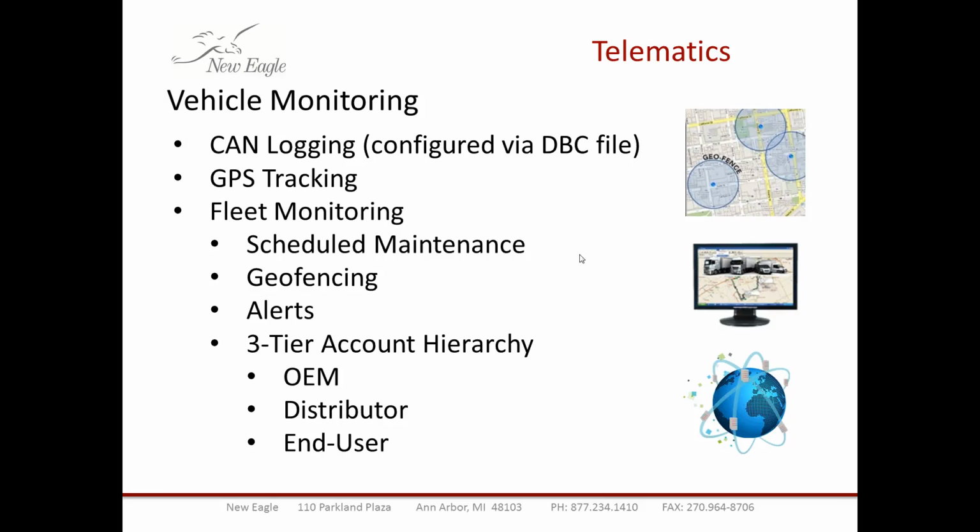In the fleet monitoring system, we also have a 3-tier account hierarchy, because obviously you, as the OEM, are not necessarily going to be using the vehicles directly. You're going to be selling them to people who will use the vehicles. So the 3-tier account hierarchy lets you manage all of the vehicles and look at everything. The distributors can only see the vehicles that they have sold or have in stock, and the end users can only see vehicles that have been sold directly to them.